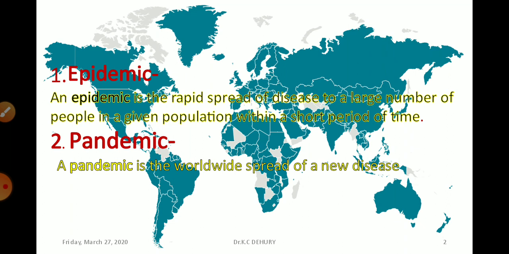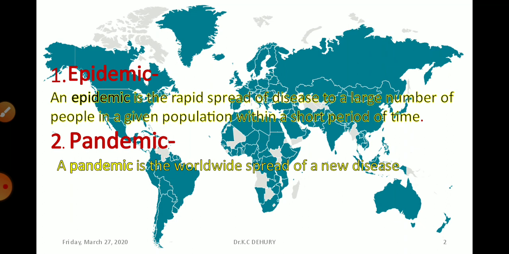These two terms are frequently used interchangeably by many researchers and by the public. Everyone is using the words epidemic as well as pandemic. So let's see the exact definition of an epidemic. An epidemic disease is the rapid spread of a disease, meaning quick spread to a larger number of people in a given population in a short period of time. Within a very short course of time, the disease spreads very quickly to a larger mass or larger population.